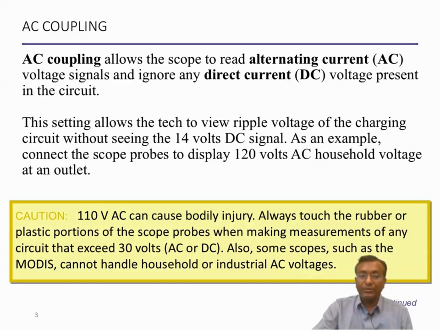Now coming on to AC coupling. AC coupling filters out DC, allowing only AC signal to be displayed. This is useful for observing the ripple voltage in a car's charging system without the DC component. For example, if you want to measure only the alternator ripple, AC coupling will show just the fluctuation, highlighting the potential issues with the diodes in the alternator.